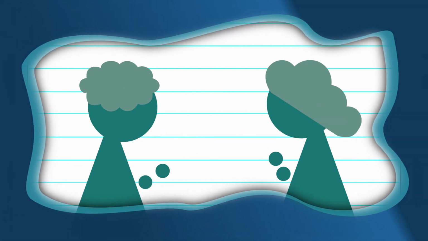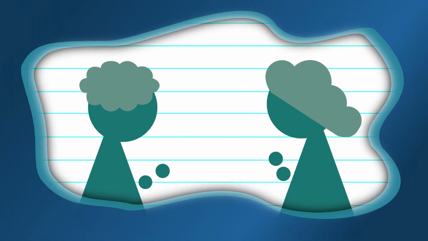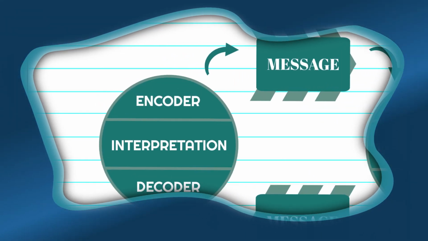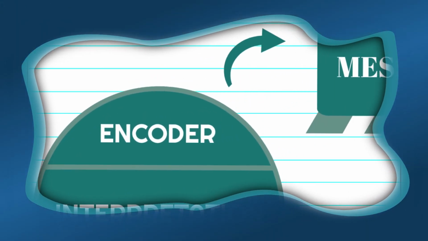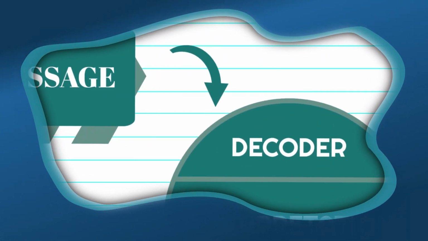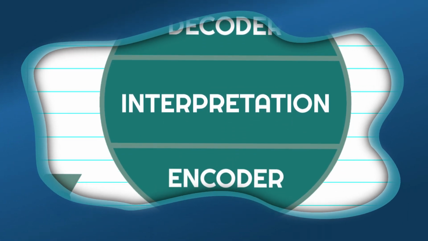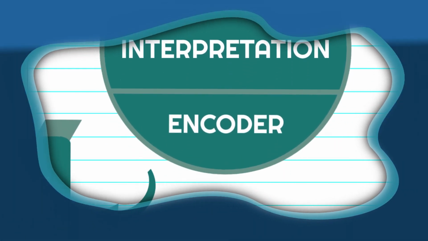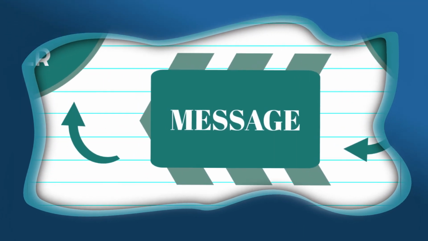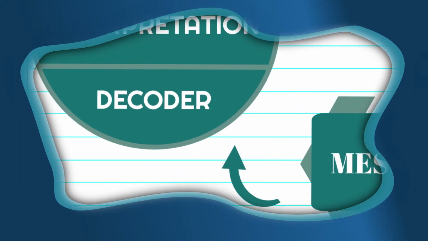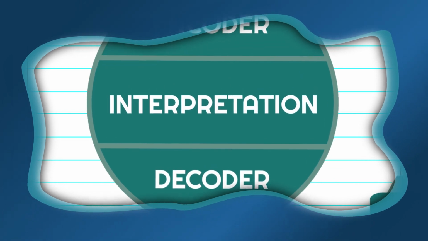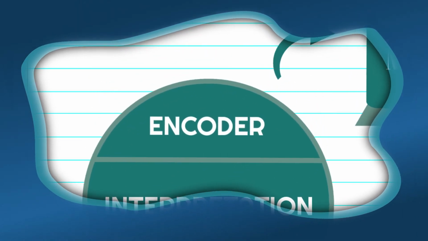Schramm's model, which is a two-way communication model, revolves around these principles. The process goes on starting from the sender, the source, who encodes the message transmitted to the receiver, who interprets and decodes the message, then feedback is sent back to the source, who in turn decodes and interprets the information sent.